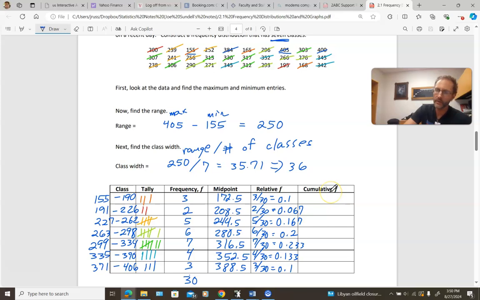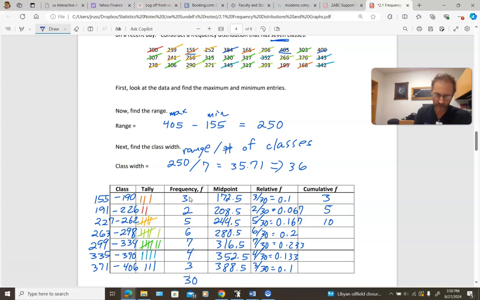Now, the cumulative frequencies go like this. For the first class, it's just the frequency of that class, 3. For the second class, it's the frequency of that class plus the frequency of the previous class. So 2 plus 3 is 5. And then it just keeps going like that. Cumulative frequency for the third class is 5 plus the 2 from the previous class plus the 3 from the class before that. So that is a total of 10.